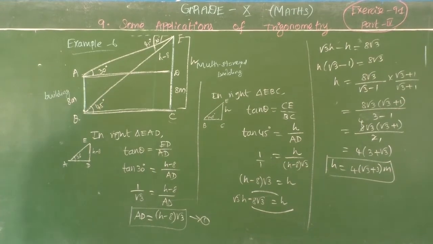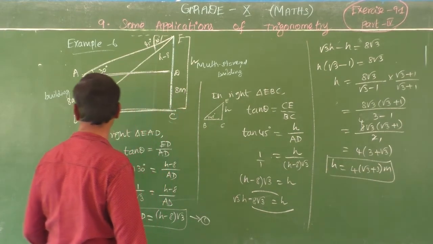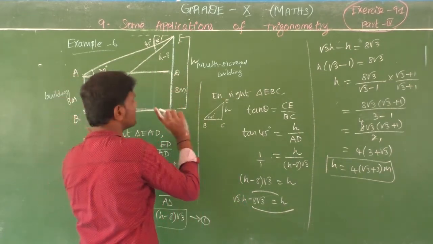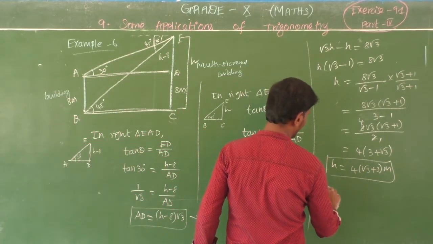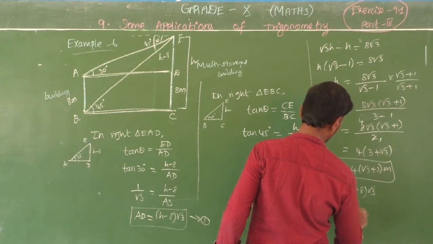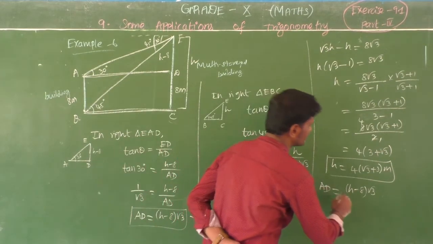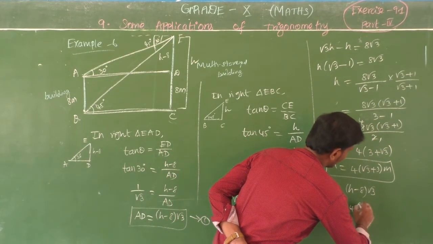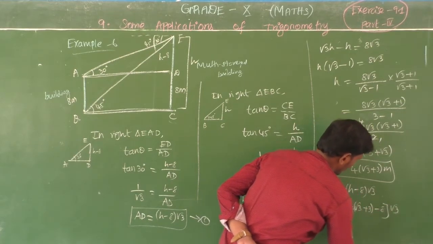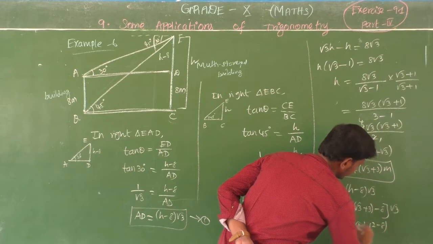Next, one more thing is also asked, that is the distance between both buildings. So the distance between the buildings is AD, and AD or BC are both the same. Now I'm taking AD, which equals, as you already have, H minus 8 into root 3. Now the value of H is 4 root 3 plus 3, minus 8, into root 3.